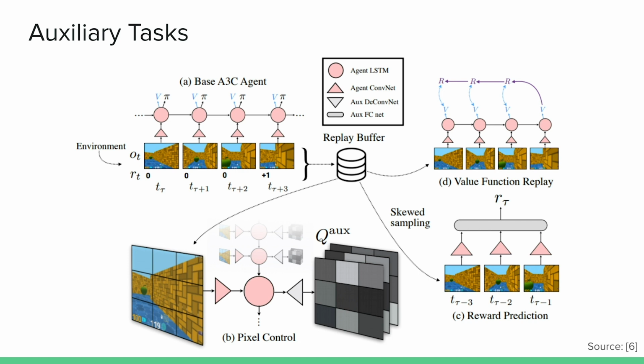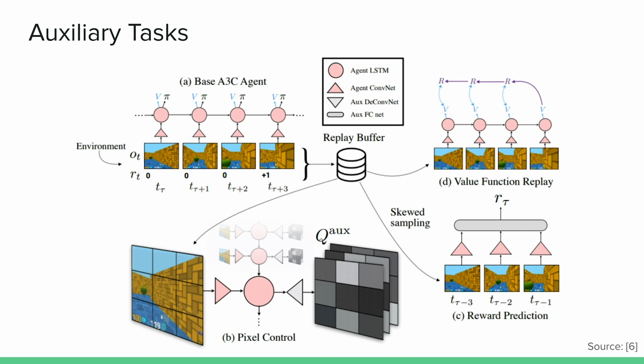The game that they're playing here is that you are walking around in a three-dimensional maze, and your goal is to pick up these apples and objects. And what they're doing is they're adding 3 additional rewards. The first would be B here, which is the so-called pixel control.